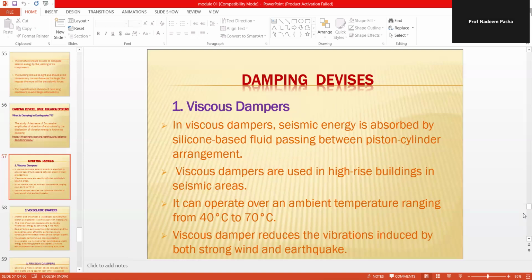These viscous dampers are used in high-rise buildings in seismic areas. As you are familiar, earthquakes are most likely to occur in zones 4 and 5, which are also known as earthquake prone zones. These viscous dampers are used in zones 4 and 5, where the structures are generally high-rise buildings. It can operate over an ambient temperature ranging from 40 degrees Celsius to 70 degrees Celsius.